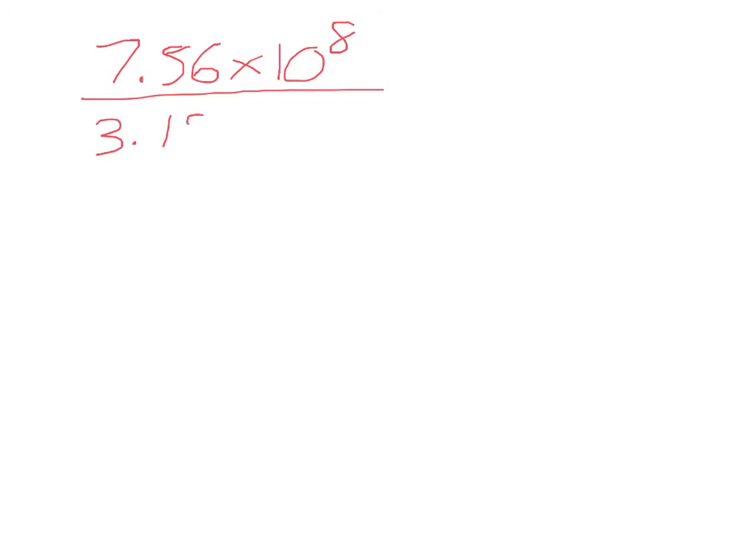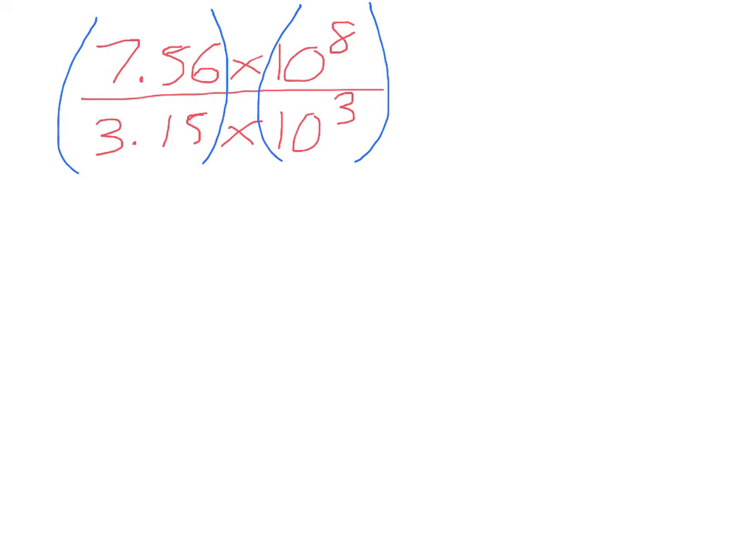So multiplying is pretty simple. What happens if I have to divide? What happens if I get 7.56 times 10 to the 8th over 3.15 times 10 to the 3rd power? Now, if you did this correctly, again, we're going to notice something very strange. It's multiplication and division. But one of the things I can do is take the division and separate it out, and take the multiplication and separate it out.